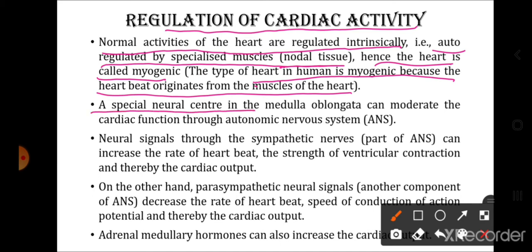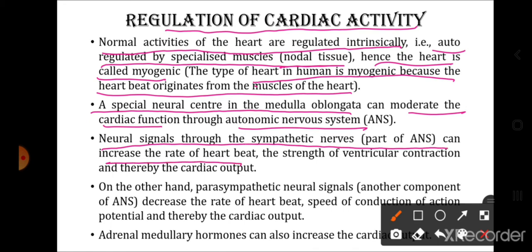A special neural center in the medulla oblongata can moderate the cardiac function through the autonomic nervous system. Now there is a neural center in the medulla oblongata, जो cardiac activity को moderate कर सकता है, and that is moderated through one part of the nervous system called the autonomic nervous system. Neural signals through the sympathetic nerves of the autonomic nervous system can increase the heartbeat, strength of ventricular contraction and thereby the cardiac output. So क्या होता है? Autonomic nervous system के दो parts हैं, sympathetic nervous system और parasympathetic nervous system.